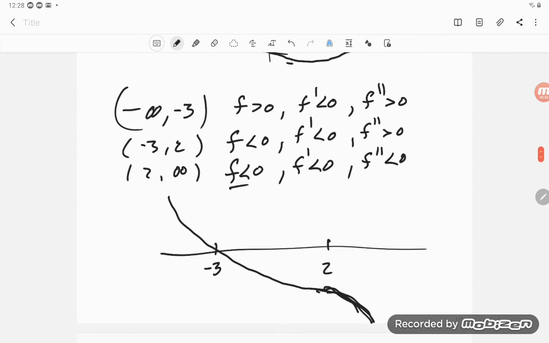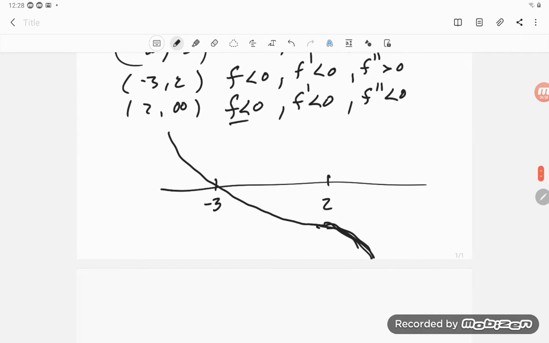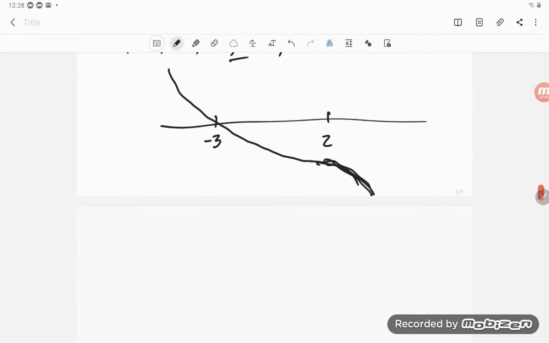But the first two parts are the same, and the second part looks a little more likely of something I could really draw and could really do. Okay, so that's this idea.